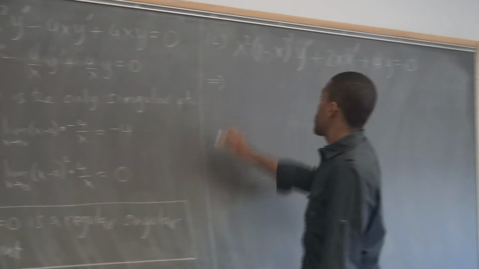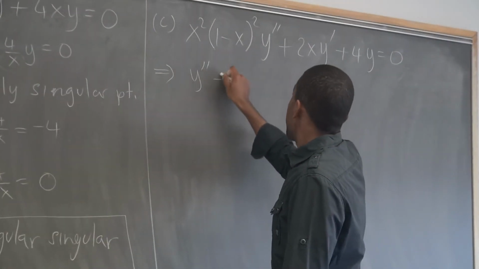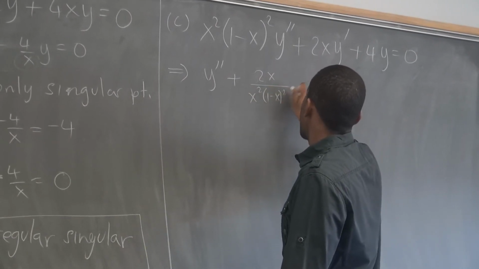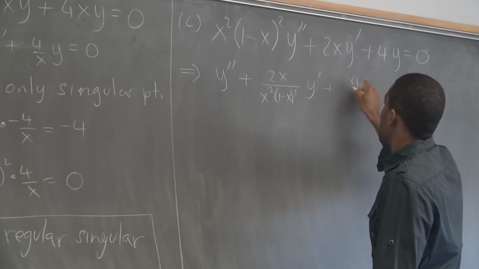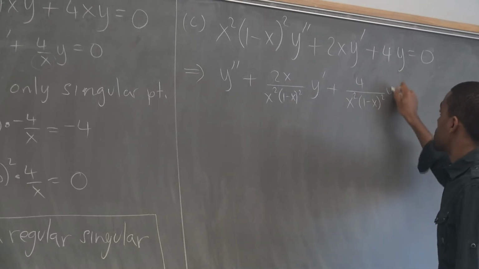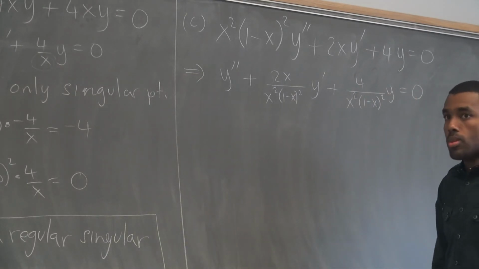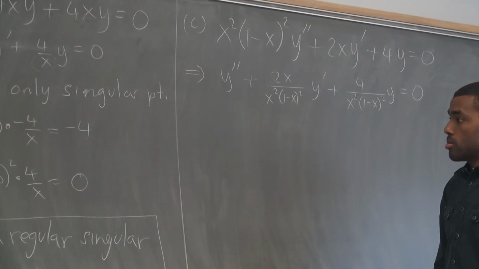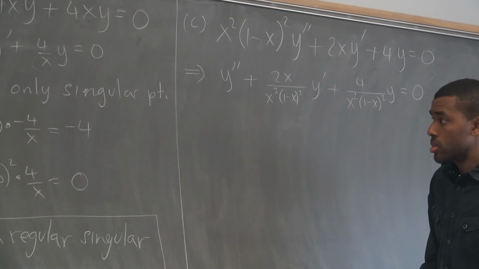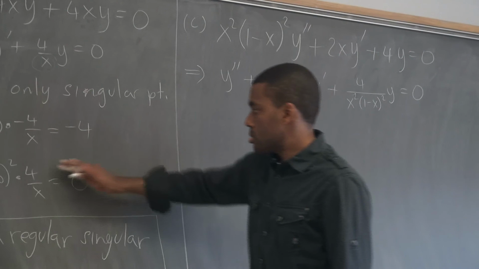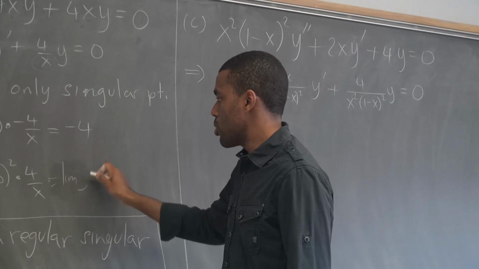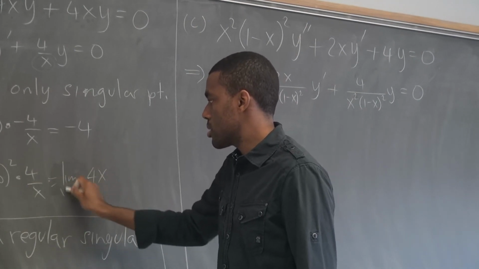Okay, this one. First put it in standard form. Here we have 2x over x squared times 1 minus x squared, and 4 over x squared times 1 minus x squared. Good? What's the question? Why is it 0? Oh, this is just x squared. The x cancels only one of them, so you have 4x here. And then you get 0.